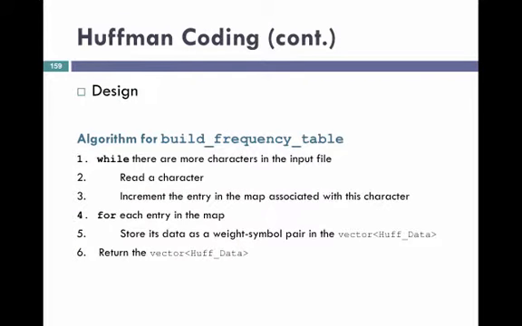So the algorithm to build the frequency table, we read the input file, and we increment the entry in the map associated with the character. For every entry, we store its data as a weight symbol pair in a vector of Huff data, and then we return that vector.